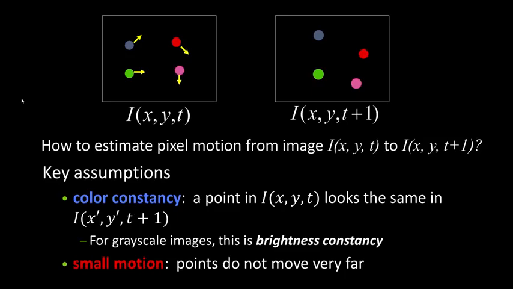Basically this says that a point at x, y, t, if we knew how it moved to some point x prime, y prime at t plus 1, that point will be the same color. And if this is a monochrome, grayscale image, then that point will be the same brightness. That's the color constancy or brightness constancy. Then the second thing is that we're going to assume that these points don't move very far from one time to the next, from t to t plus 1. And if you think that's because we're going to do something in the Taylor universe, you're absolutely right.